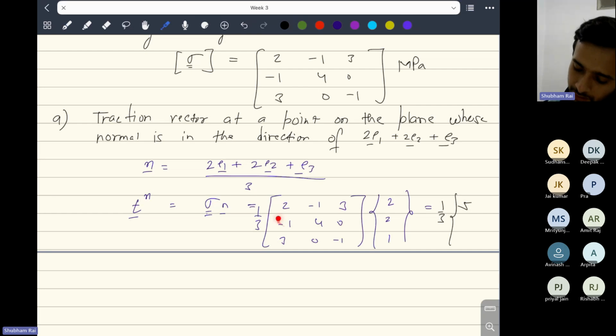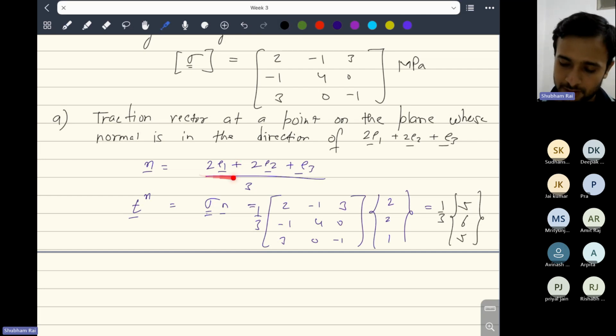And the second component will be minus 1, so minus 2 and plus 8. So you will get 6. And the third one will be, we get 3 times 2 will be 6 and minus 1. So you will get 5 again. This is your traction vector on a plane with normal as this vector.